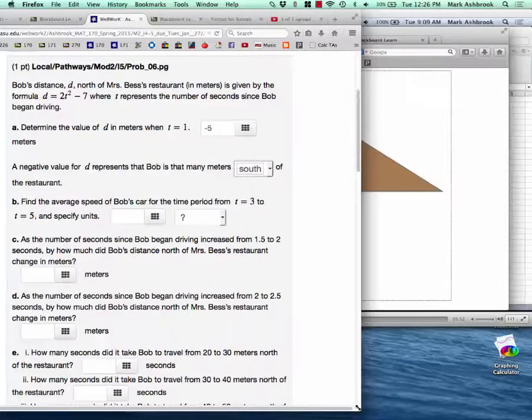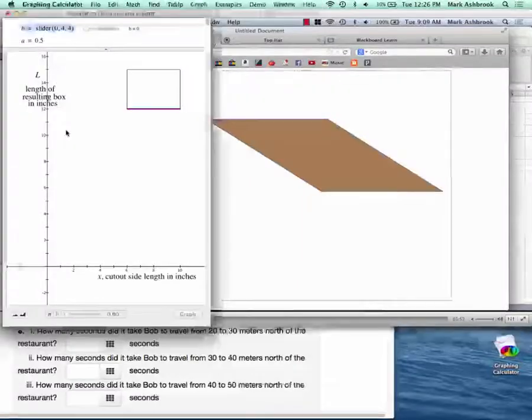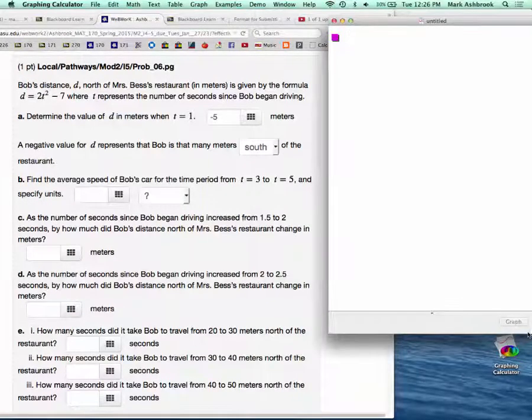So from t equals 3 to t equals 5, I wanted white space here. Let's see. So let's just put this formula in. So d equals okay. So that's the formula, and then what do we want? We want to find the average speed from the time period from t equals 3 to t equals 5. So the average speed is, she told us that it was to calculate it, change in distance. Okay, so we're going to go from t equals 3 to t equals 5.